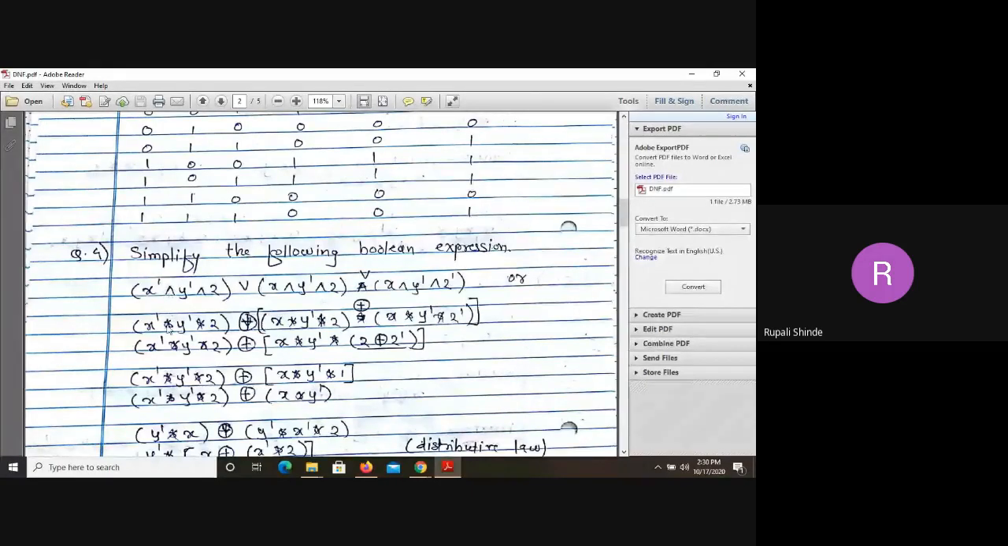This and will be replaced by star, and or will be replaced by XOR.